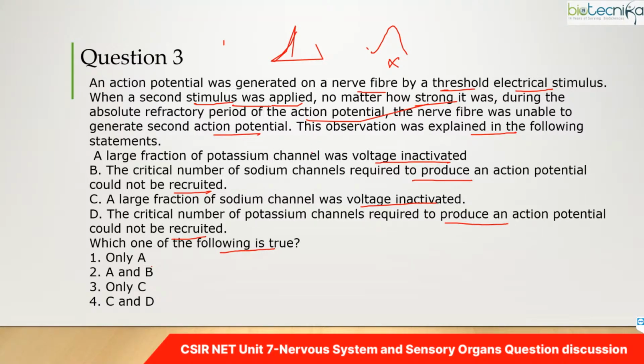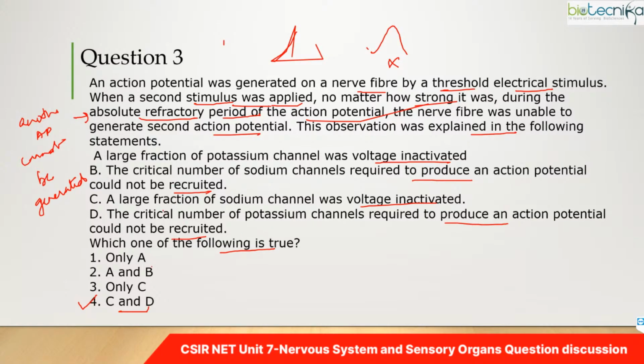In this case, it is already said that it is an absolute refractory period. Now always remember, whenever it is an absolute refractory period, even though the stimulus strength is very high, another action potential cannot be generated, because they have already mentioned it is an absolute refractory period. So here, the right answer for this question number 3 will be option 4, C and D.